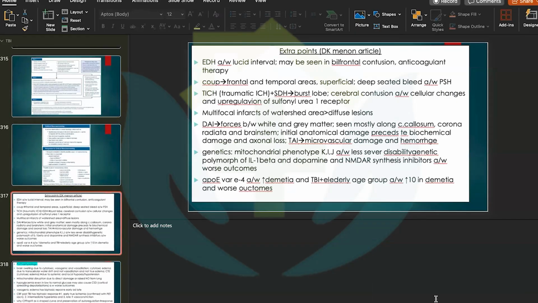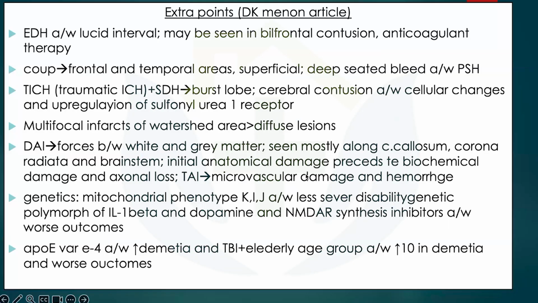A few extra points that are good to know: EDH can have a lucid interval where patients behave normally between the event and the suspected abnormality or the unconsciousness, and during this phase they don't have the memory for this phase. They can do their normal work, they can do anything, they live their normal life. There are even reports that during the lucid interval people have gone and killed someone and cannot be proven guilty because they were in a lucid interval. They come back and then they become comatose. That's the lucid interval seen in EDH.